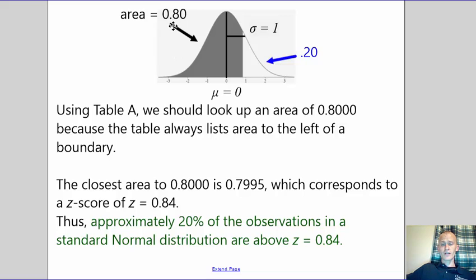So we have our area that we are interested in is 20%. But if we're going to read our tables, only read from the left. So that area would be 80%. We have the mean is 0, standard deviation is 1. So the question asks for that 20%, but using our tables, we find 80%. So let's take a look at our tables.